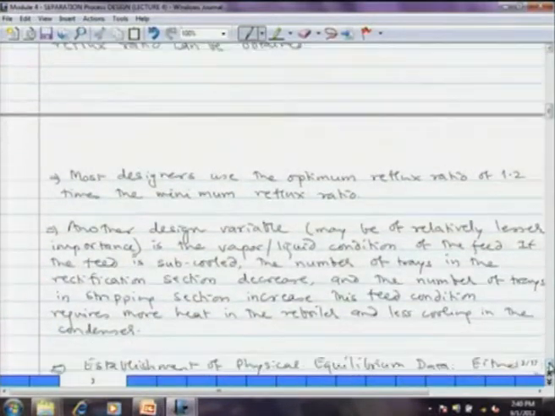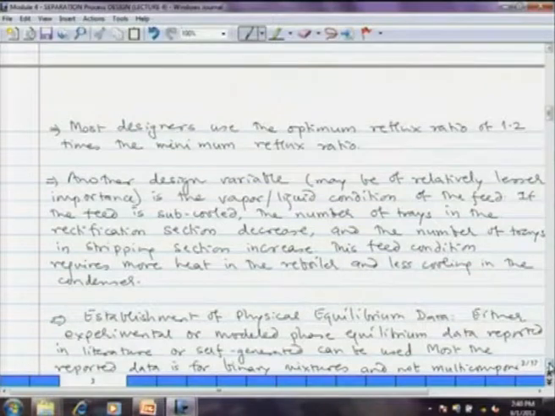Most designers use the optimum reflux ratio as 1.2 times the minimum reflux ratio. This is a thumb rule of distillation column design. Another design variable, which may be of relatively lesser importance, is the vapor liquid condition of the feed.